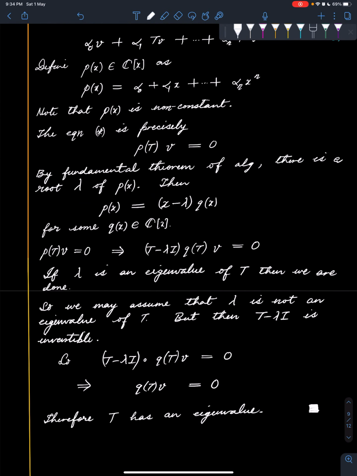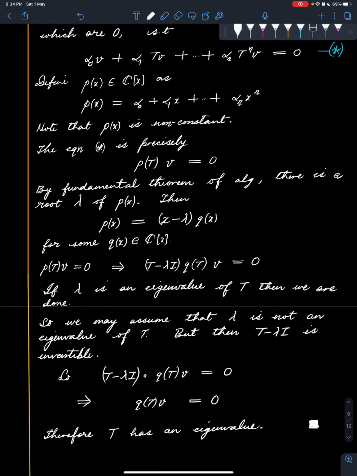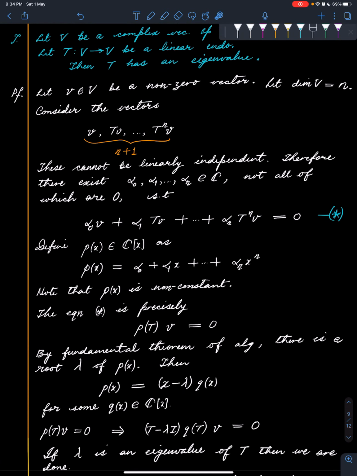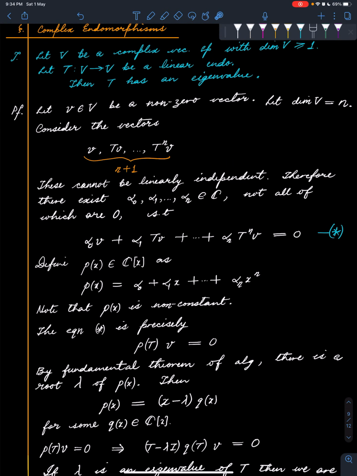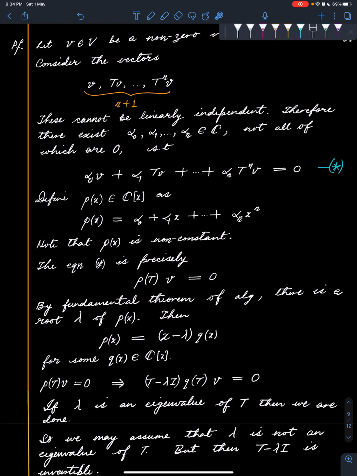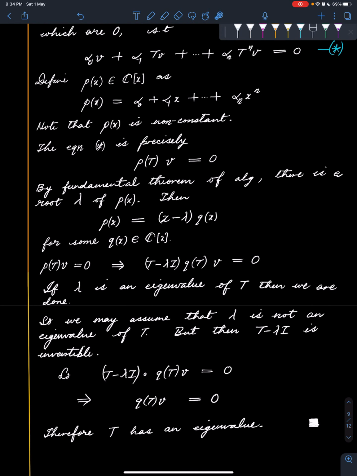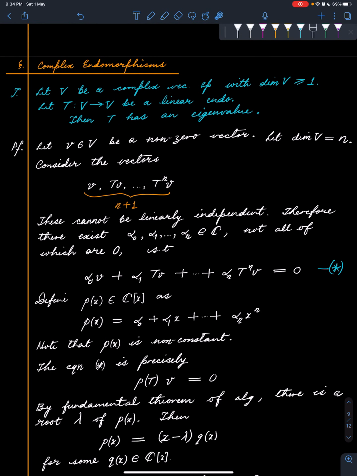So we crucially use the fact that we are working over complex numbers, because we wouldn't have this facility otherwise. If you know about algebraically closed fields, then you can see that the same proof goes for any algebraically closed field. The only property of complex numbers we have used is precisely that it is algebraically closed, nothing else. But anyway, we don't need to know about algebraically closed fields. So that's a very nice fact about complex endomorphisms.